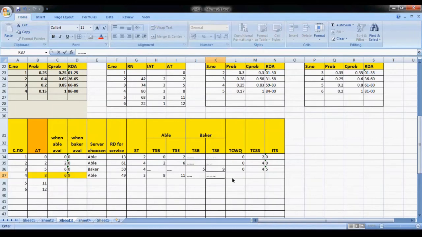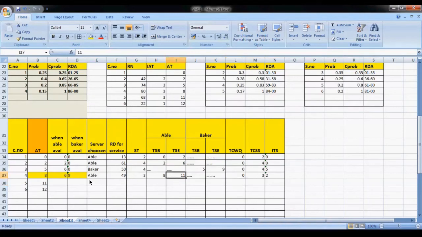Time customer waits in the queue: the customer is coming at 8, the server was free at 6. In this case the customer is not waiting, but the server is waiting for the customer for 2 minutes. So the idle time of the server is 2 minutes. Time customer spent in the system is time service end minus arrival time, so 11 minus 8 gives 3. 3 minutes the customer spent in the system.